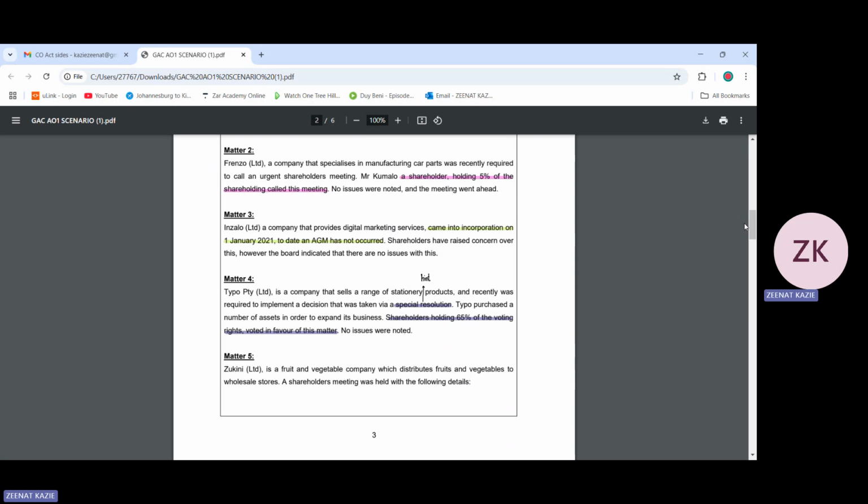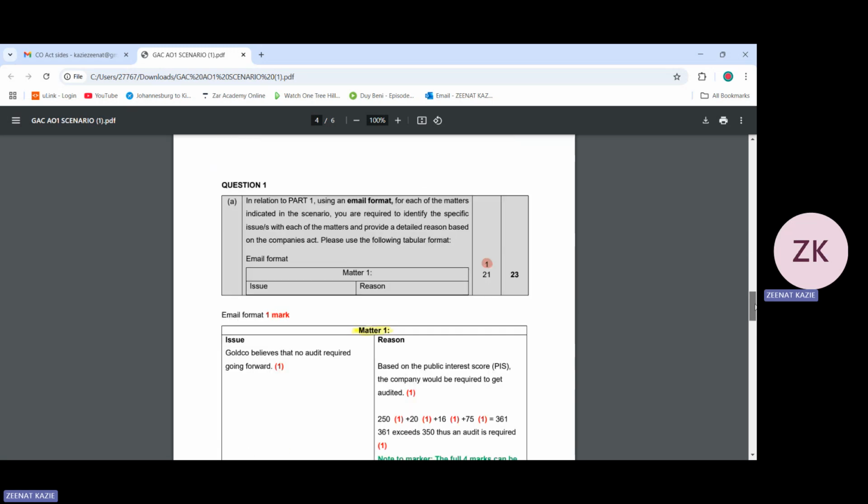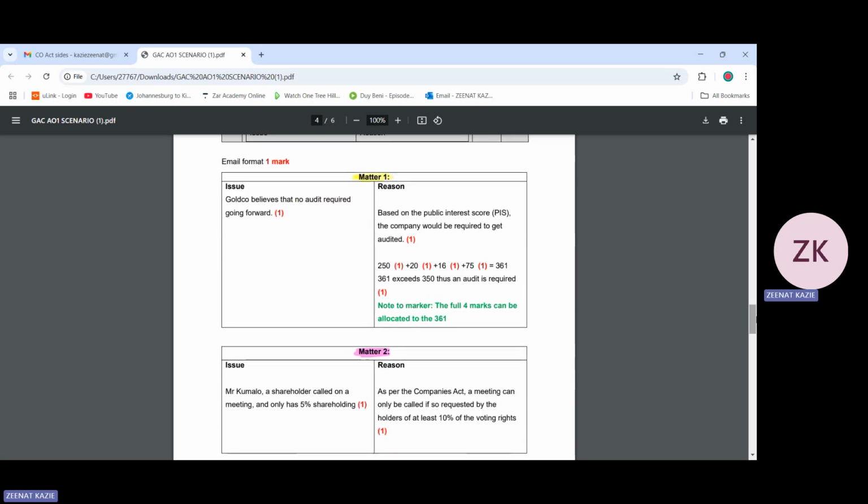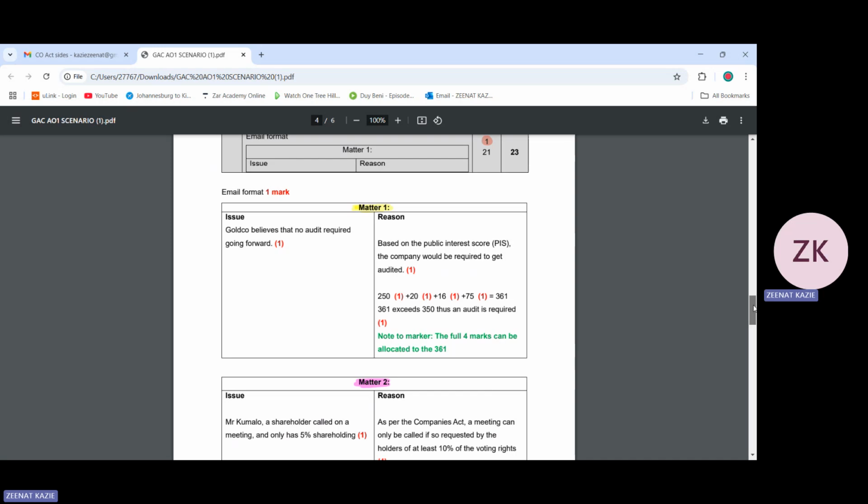So what's your issue? Again, directly from the matter, Mr. Kumalo, a shareholder who holds 5% of the shareholding, called the meeting. And what is your reason? As per the Companies Act, a meeting can only be requested by holders of at least 10% of voting rights. Okay, moving on to matter three.